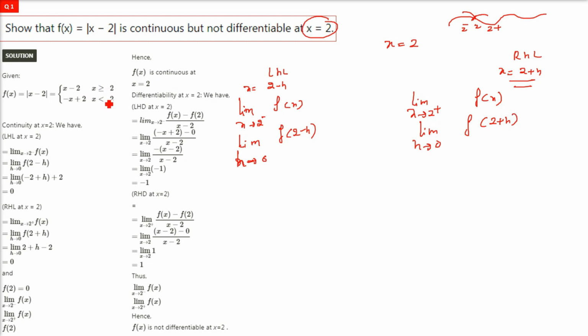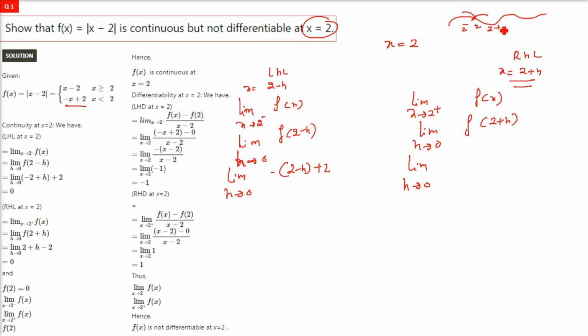So for x greater than or equal to 2 and x less than 2, this is how we are going to use it. But we know when we have x equals 2 minus h, we are going to use x less than 2, which is negative x plus 2. Replace 2 minus h in place of x in negative x plus 2. That I already explained to you. So this is going to be limit h tends to 0 of minus x plus 2, with x replaced by 2 minus h. Minus x is minus (2 minus h), plus 2, and here we have limit h tends to 0.